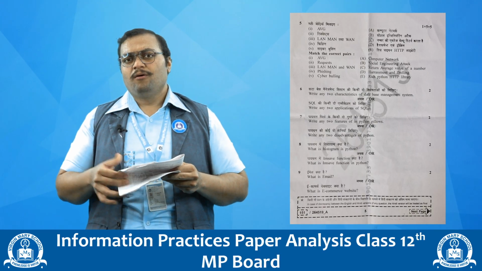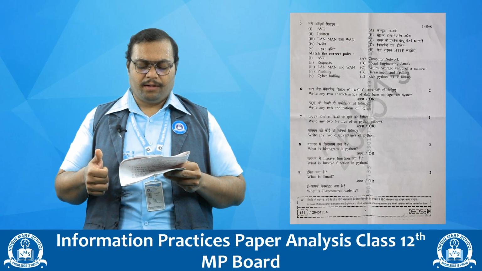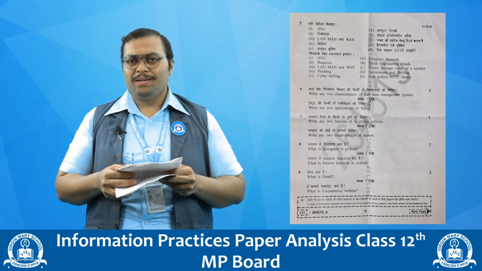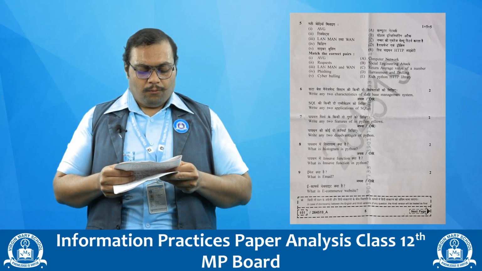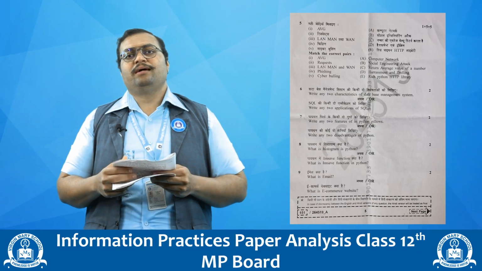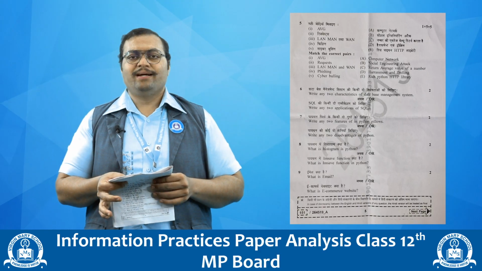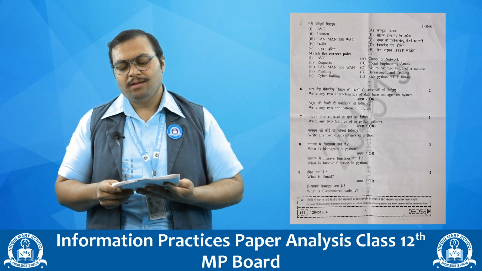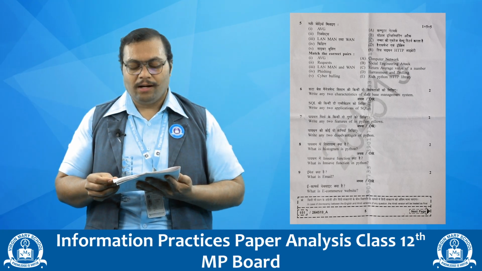Fourth is phishing. Phishing is a type of social networking attack. So it is B, social networking attack. Fifth one is cyberbullying. Obviously, we know that under cyberbullying, harassment and trolling come. So the correct option is D, harassment and trolling.